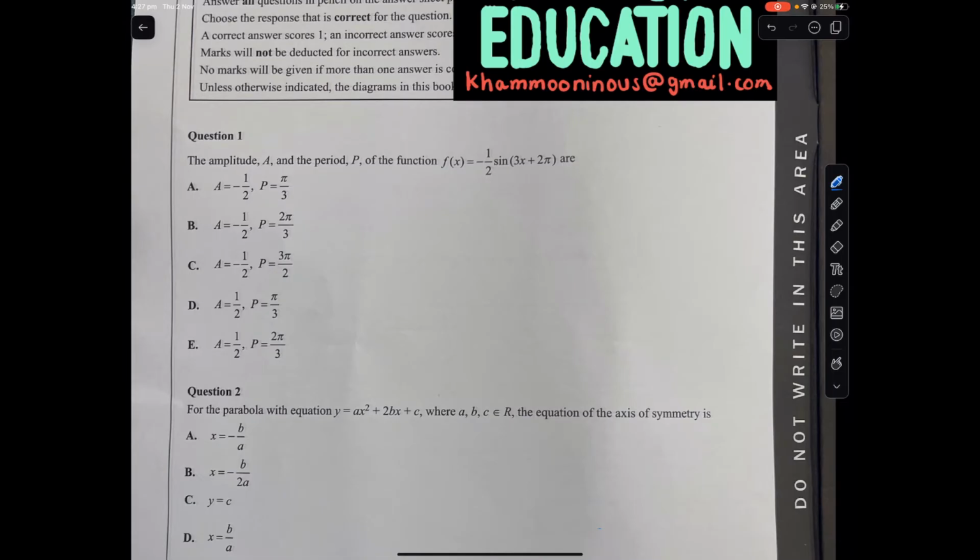The amplitude A and the period P of the function f of x, this is what? So your amplitude is a half, not negative. Amplitude is a half, so we can surely take these ones out. And your period is just 2 pi over this constant over here, which is 3. So choose E as your answer.